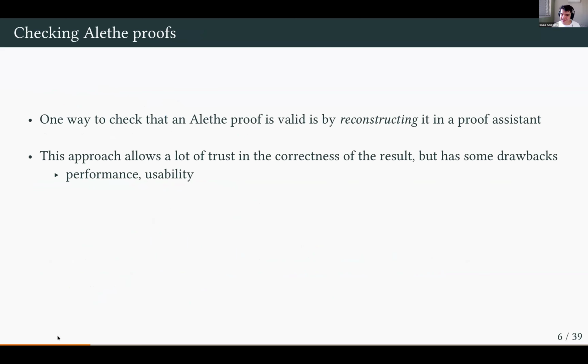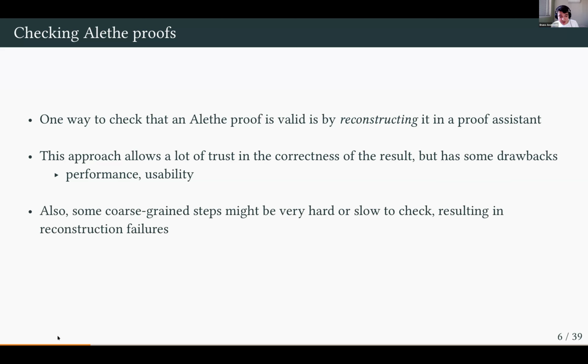So how might we go about checking these proofs? One way that has historically been done is by reconstructing the proof in a proof assistant. The way this is done is by translating the language of Alethe into the language of the proof assistant and then asking the proof assistant if everything is correct. This is very interesting because it allows a lot of trust in the correctness of the checker, right? Because it's very unlikely that the proof assistant is going to have a bug, because it relies on a trusted kernel. But it does have some drawbacks. For one, proof assistants usually are very slow because they are complicated tools, so they don't have great performance. And also the usability is not great. It's not nice having to spin up a whole proof assistant every time you want to check a proof.